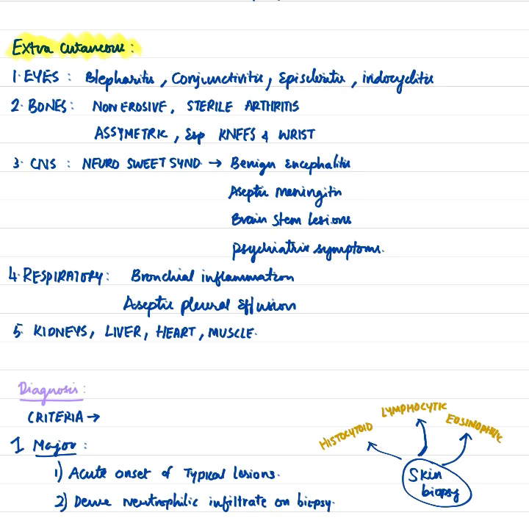Coming to involvement of the central nervous system, this is something called neuro-Sweet syndrome, and it can present as benign encephalitis or aseptic meningitis, or as brainstem lesions, or it can even cause psychiatric symptoms.